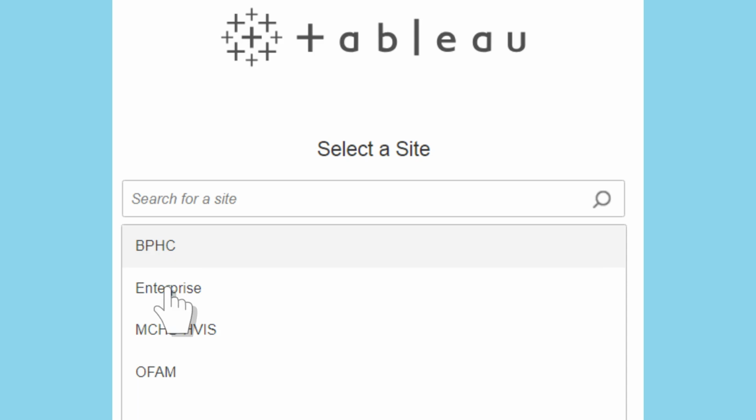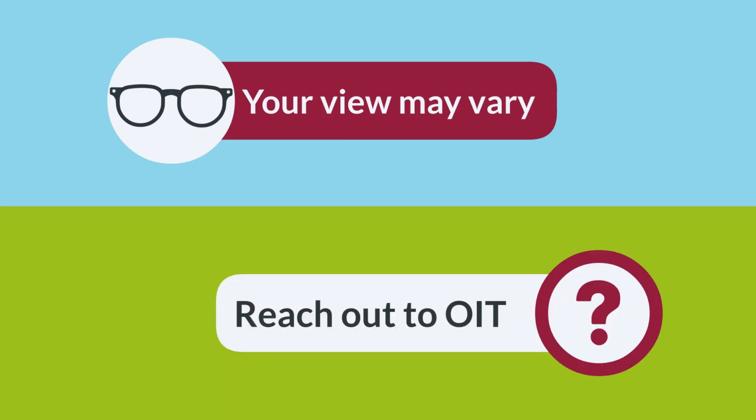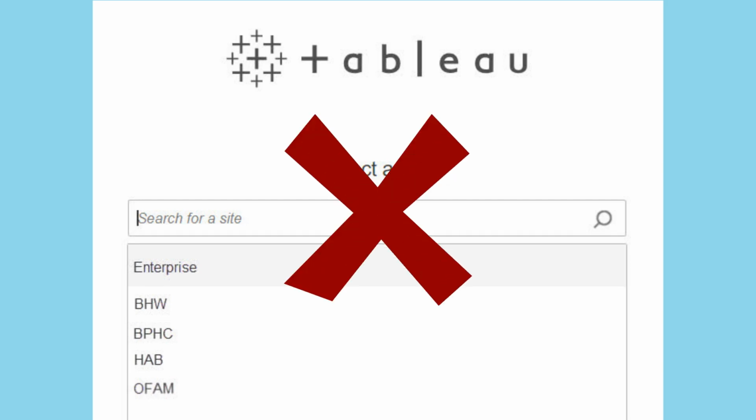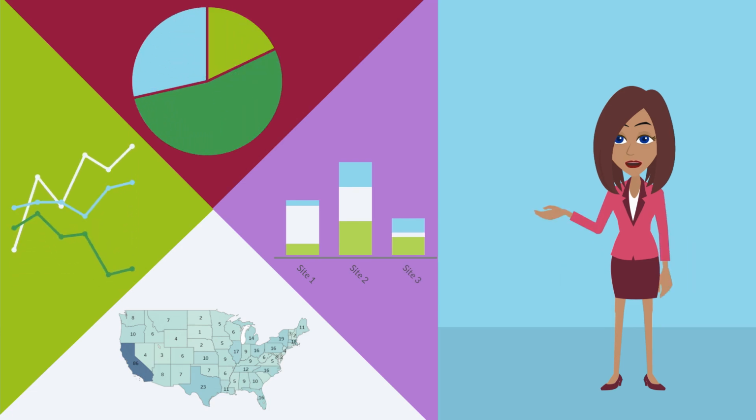For this example, let's choose Enterprise. Your view may vary depending on your unique permissions. If you have any questions about permissions, reach out to OIT. If you only have access to a single site, you will not see the option to choose a site. Tableau server has many pre-made reports that are useful at the team and bureau level.